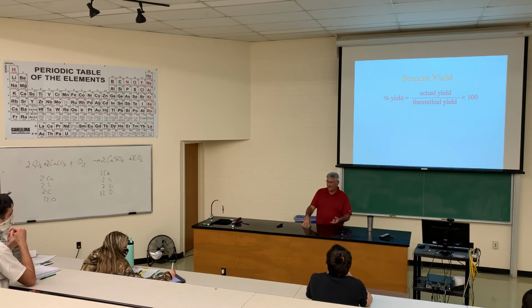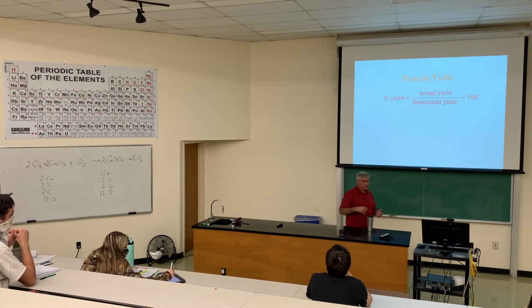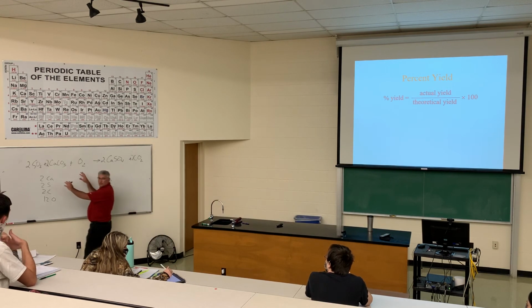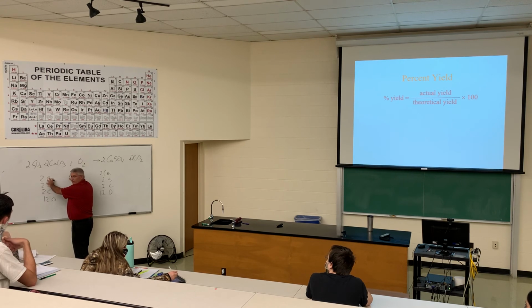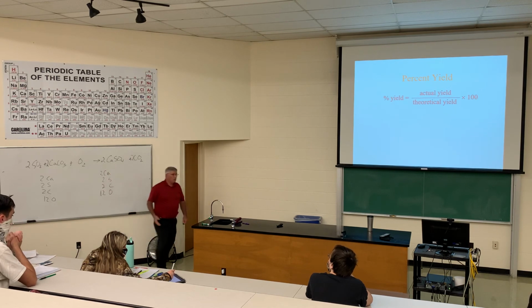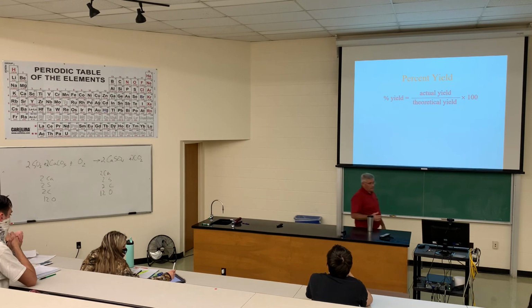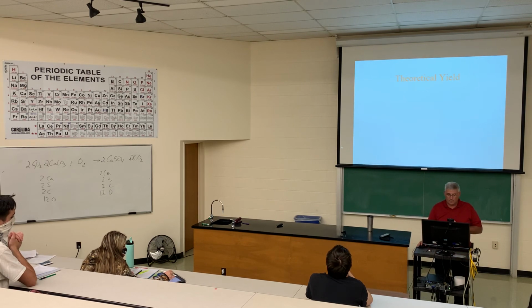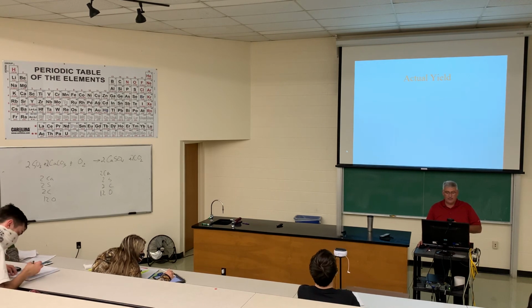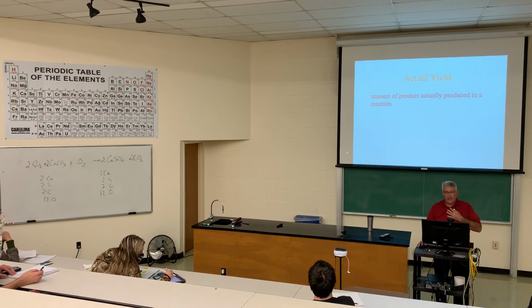The question becomes, how do you get a theoretical yield, right? That means that we look at a reaction like this, and we look at what we are starting with, and we look at how much we can make, 1 mole of this, and that would be the theoretical yield in moles. These look just like what we're doing right now. The theoretical yield is the amount of product produced by the reaction based on the amount of limiting reactant. And the actual yield is the amount that's actually produced in the reaction.